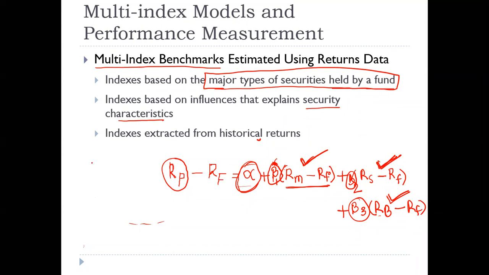Have you heard about time series regression? Or do we not know about regression? Do we know how regression works? Regression gives us beta.